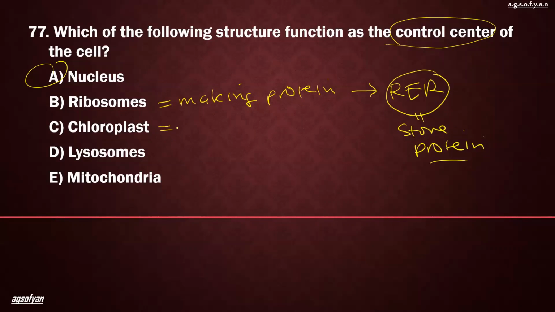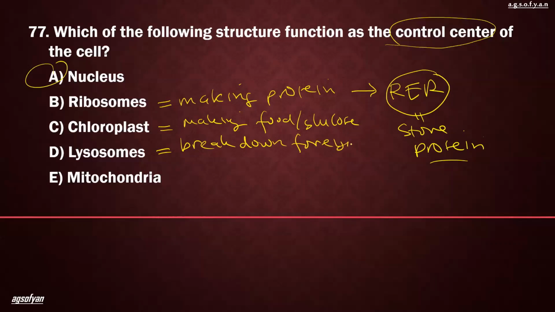How about chloroplast? What does chloroplast do? This is only in plants. Yeah, so it helps with photosynthesis, which is making food or glucose, using light energy. How about lysosome? Lysosome breaks down foreign cells like bacteria. Okay, how about mitochondria?